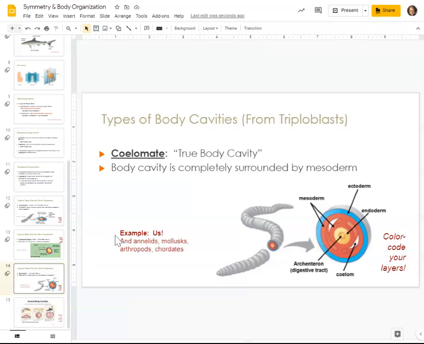So some examples are us, earthworms, mollusks like octopuses and clams. Arthropods are going to be like insects and spiders. Chordates are anything that has a backbone, like fish. So all sorts of different animals that we're going to look at much later in the semester have this most complicated body plan. So here's our example, an earthworm.